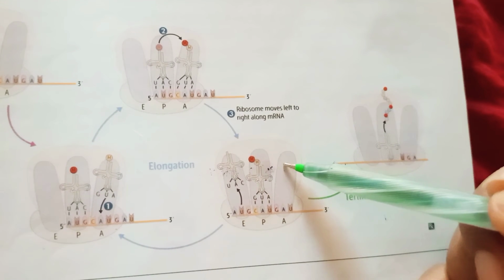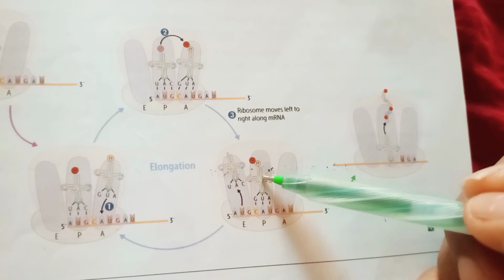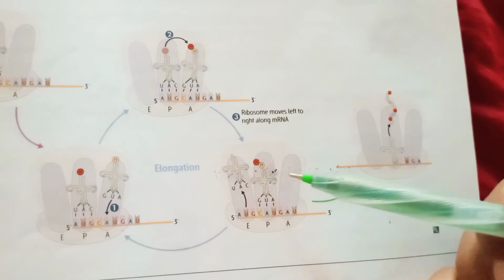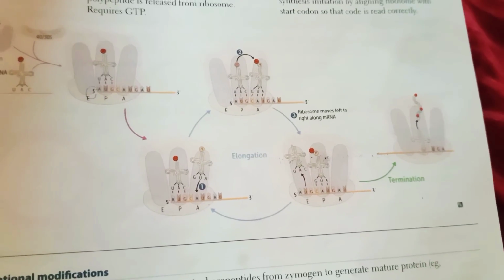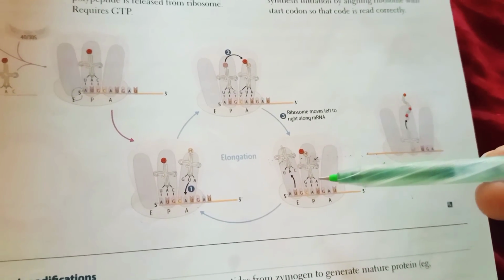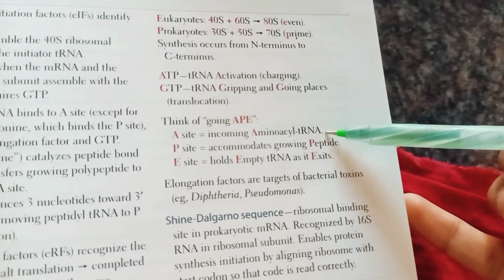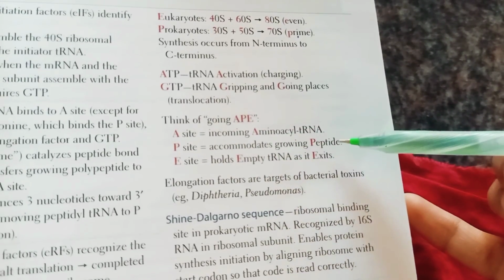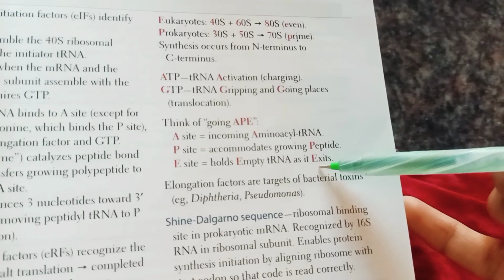So you can see from the A site, the mRNA is moving the peptidyl tRNA to the P site. This is translocation. So now the peptidyl tRNA moves to the P site. Here you can see the mnemonic: A for incoming amino acid tRNA, P for accommodating the growing peptide, E for empty tRNA as it exits.